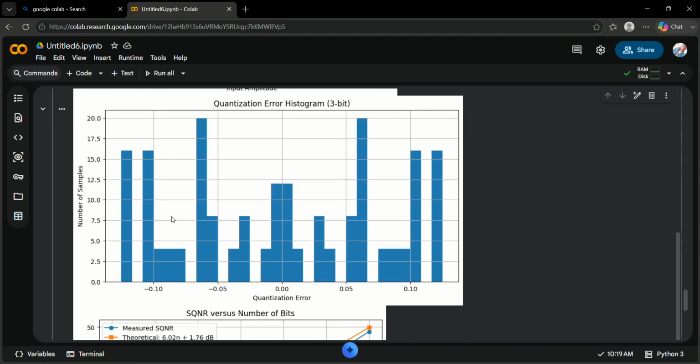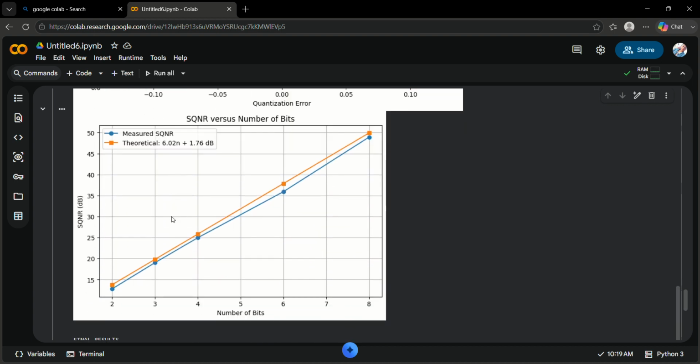So this is the quantization error histogram. The quantization error is calculated by subtracting the quantized signal from the original signal. The error becomes smaller when we use more quantization levels.